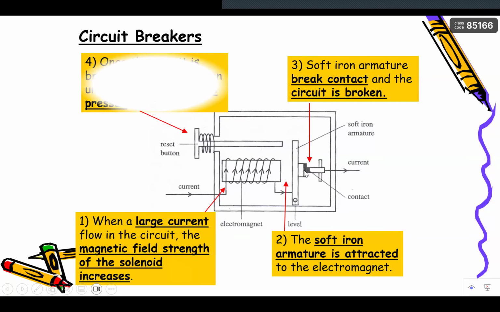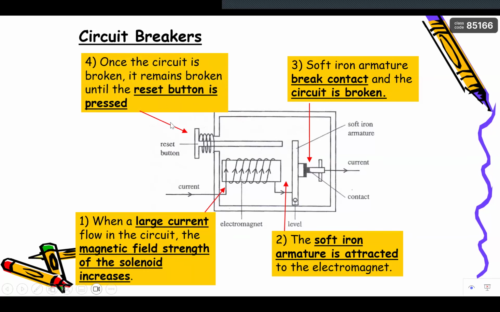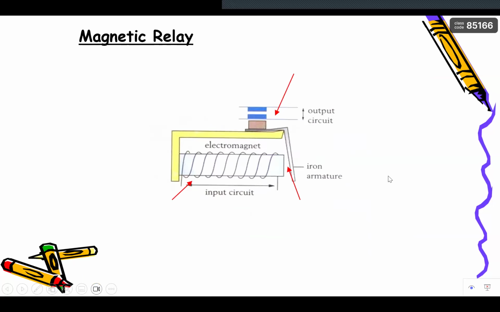So in order to reset it, we will need to press this reset button. This reset button with a spring, press it to push this iron armature back to its original position so as to close the contact for the circuit. This is how a circuit breaker works.